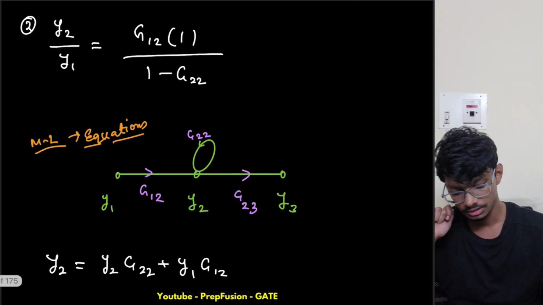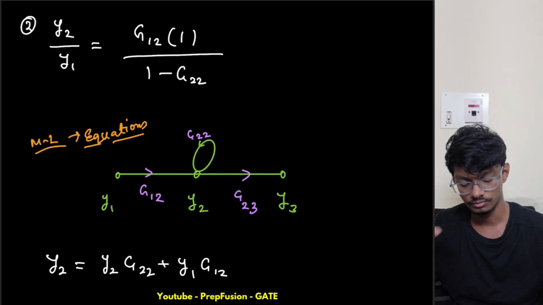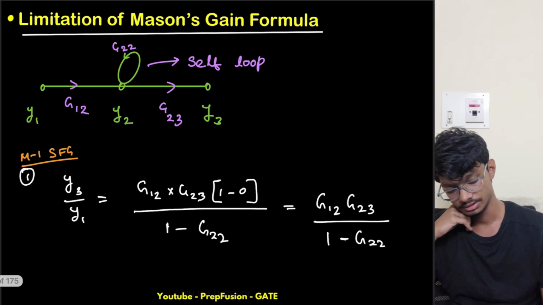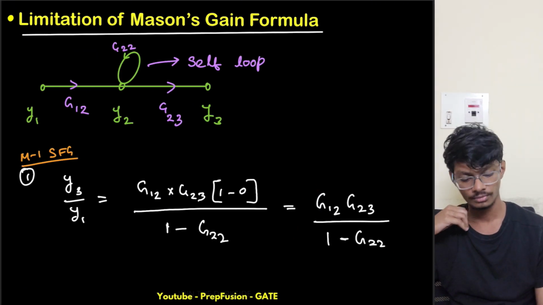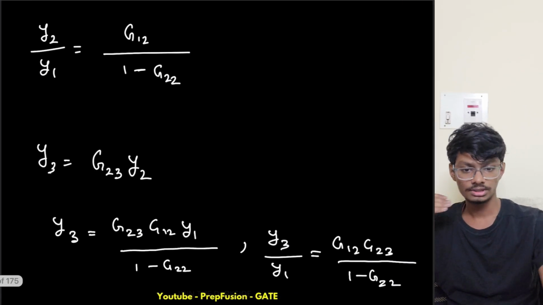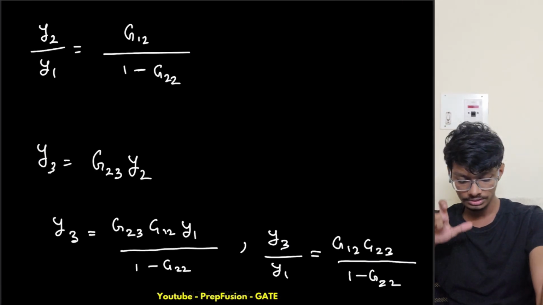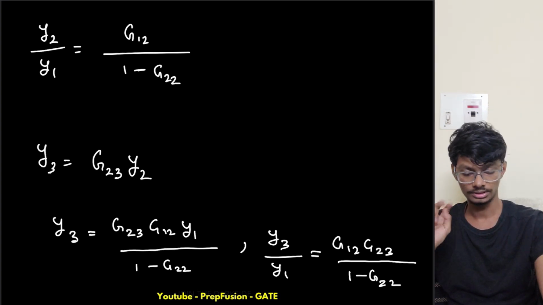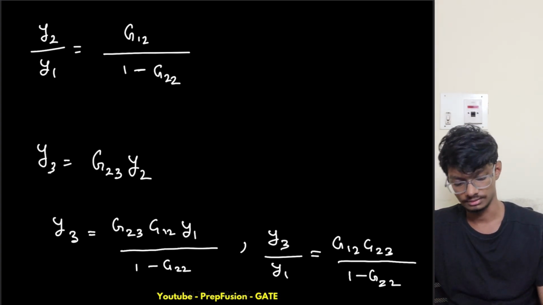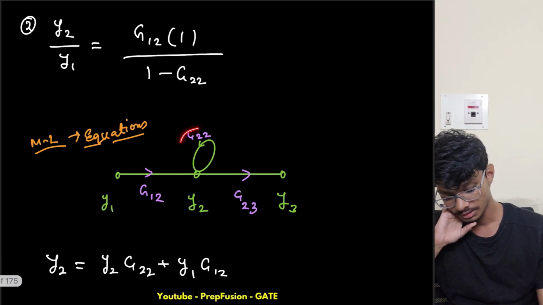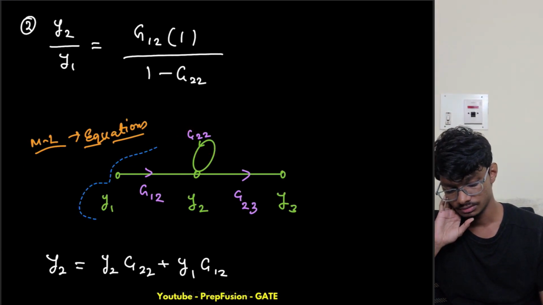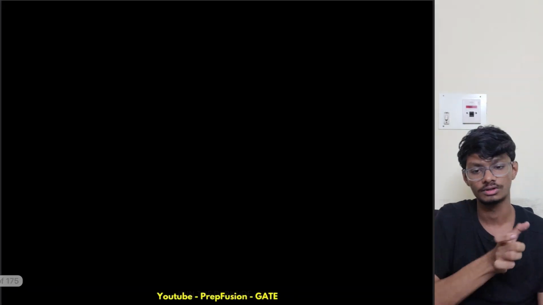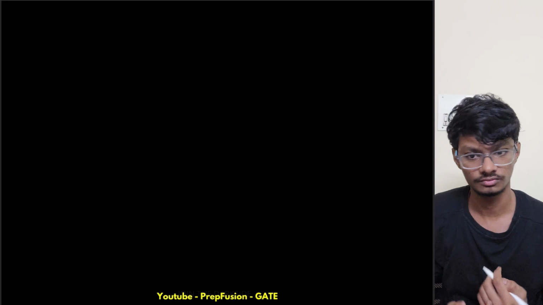So this is y3 upon y1 basically. Again, what I am saying is I solved it correctly here also. The answer was correct. But what is the problem? The problem is if the gain of the self loop is 1, then the system will be impractical, hence Mason's gain formula won't work. Anyway, the normal equation also won't work.